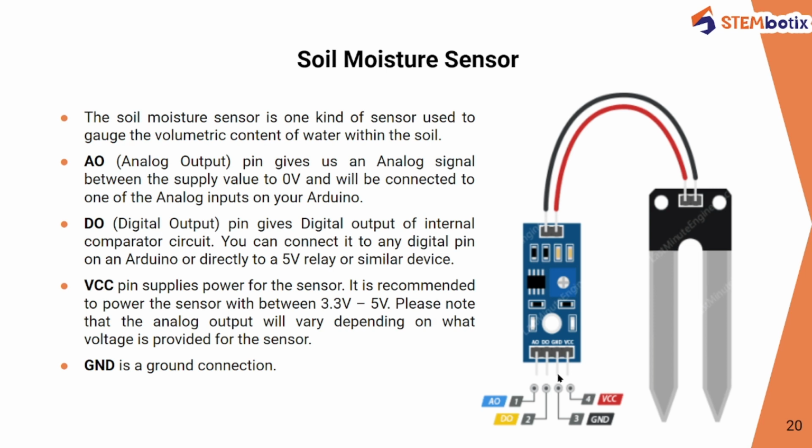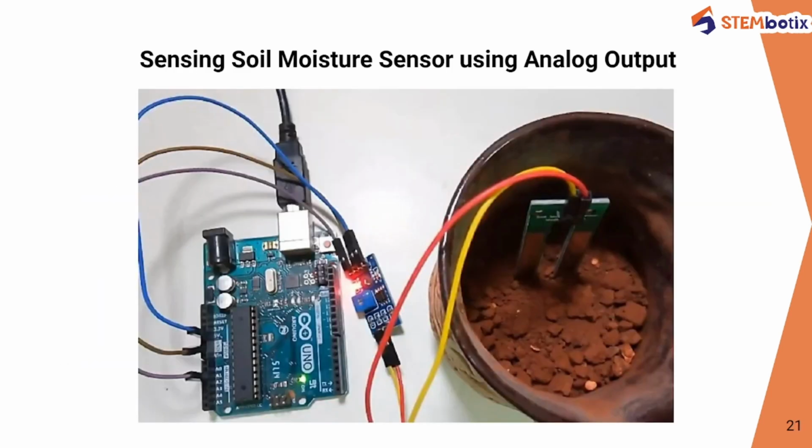This GND pin is for the ground connection. It gets connected to the ground pin of the Arduino board. So this soil moisture sensor is connected to the Arduino board, and it can be used to gauge or measure the moisture within the soil.